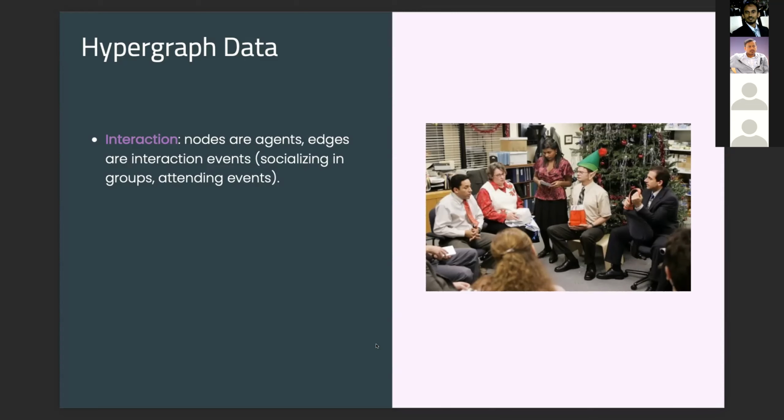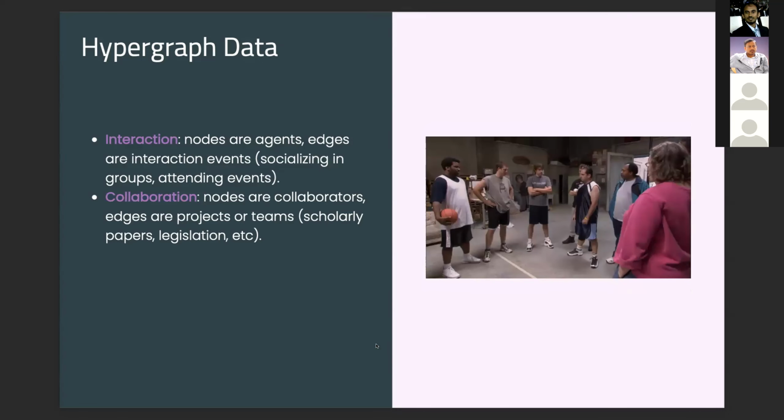I have to apologize, I'm a huge Office fan, so you'll see throughout the talk a few images from The Office. For example, here the nodes are the characters of The Office, and they're interacting in this image at a Christmas party event. Okay, we could have collaboration. So the nodes here could be potential collaborators, and the edges are the projects or teams in which those collaborators collaborate. So this could represent, for example, scholarly papers in which there are multiple co-authors, legislation in which members of Congress or other political or government bodies are co-writing pieces of legislation, etc.